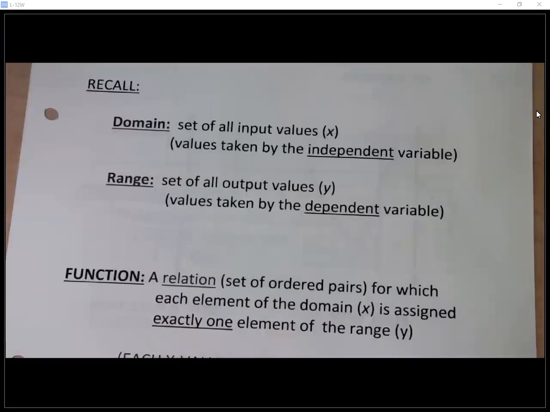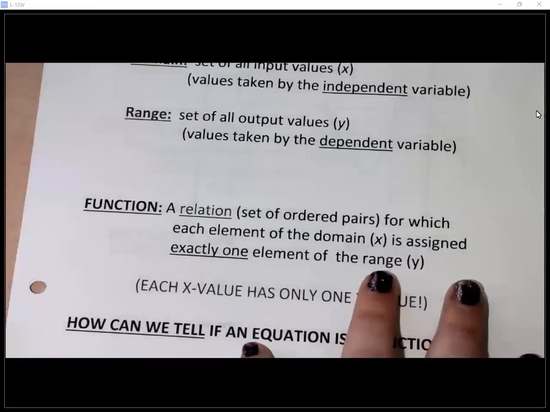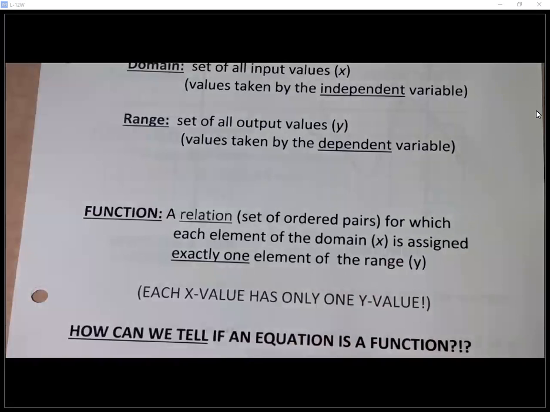Now, what is a function? A function is when we take a relation, a set of ordered pairs, where every element in the domain is assigned to exactly one element of the range. So in other words, if you plug in a value for X, one and only one answer comes out for Y. That's what determines if something is a function or not. So when I say, hey, when you work 6 hours, how much money do you get paid? If you get $10 an hour, you would say, I get $60.